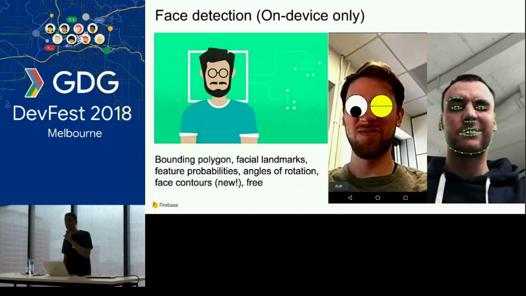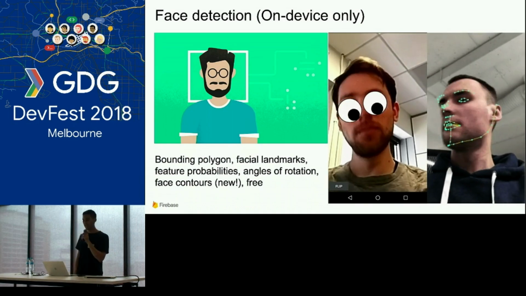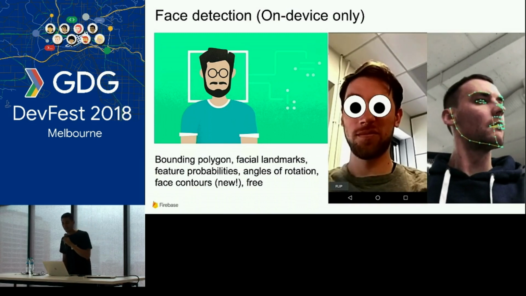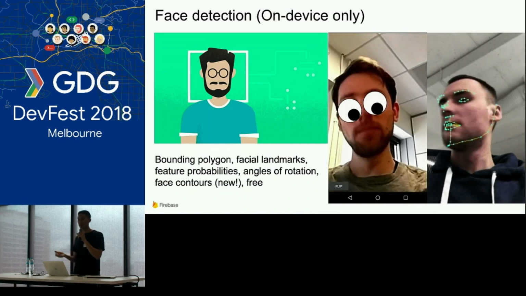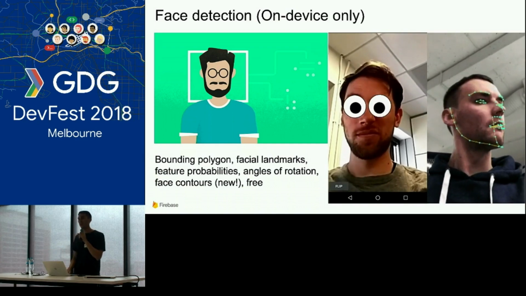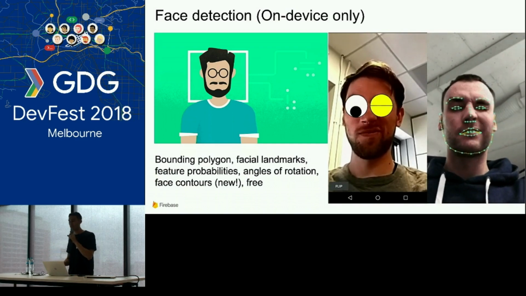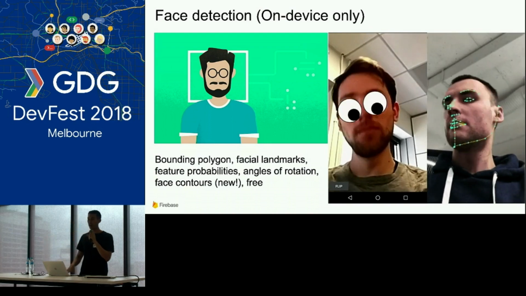Okay, face detection, maybe for some more fun type applications. Now, we actually recently added a new feature to this, something we announced at Google I/O. It's called face contours. And it's actually just become available in the last few weeks. So you can see an example of that on the right side.